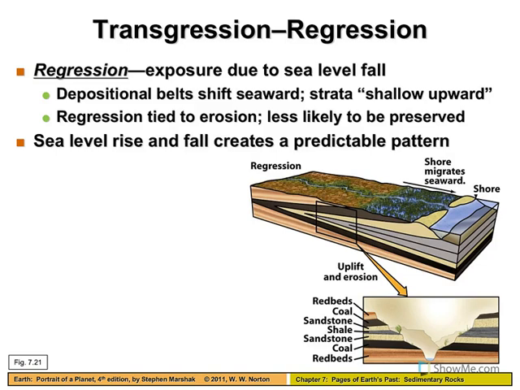However, a regression is where we get sea level fall. This is where I'm gaining land. So here was the beach, but since my sea level is dropping, my beach and all the other environments are going to have to migrate with the water.